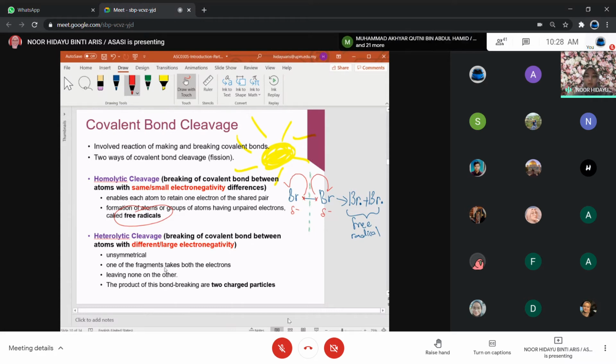Okay, so one of the fragment takes both the electrons, leaving none on the others. So the product of this breaking bond will be two charged particles. So two charged particle, charge apa? Ini kita dah baca. Charge apa? Positif dan negatif. Kalau positif kita panggil dia apa? Cation. Ion. Cation. Negatif? Anion. Right. Okay, so kita tengok example.